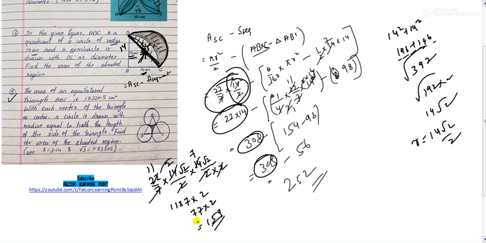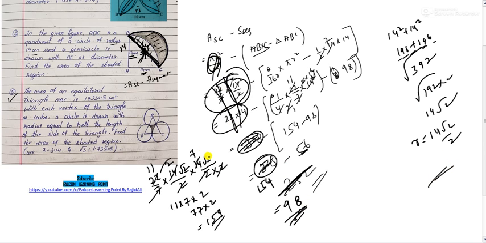Okay, so only this you have to change it as 154, and minus 56 when you do you will get the answer as 98. Got it? So final answer is 98. Only change this part. Got it? I hope you have understood.